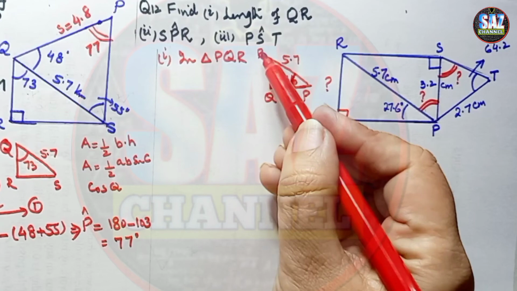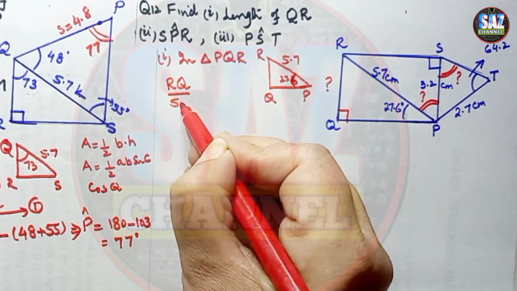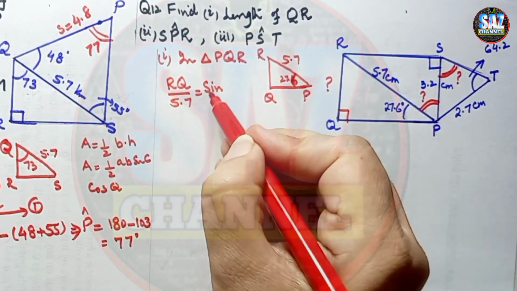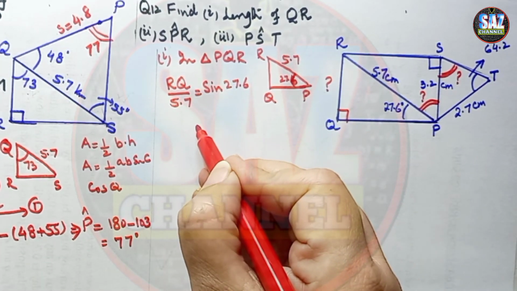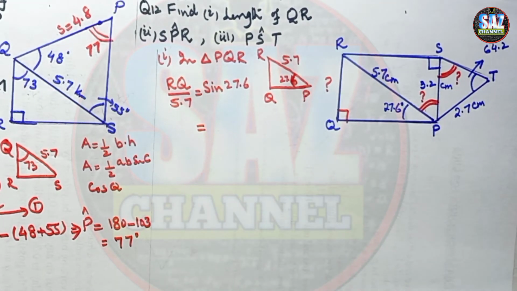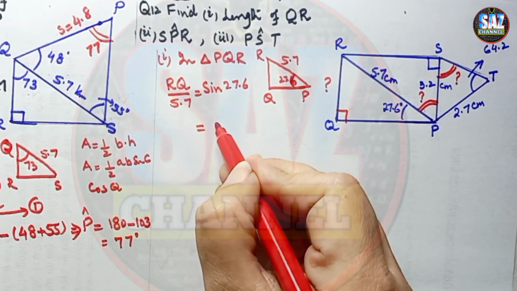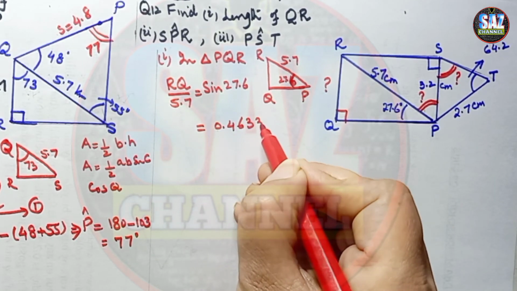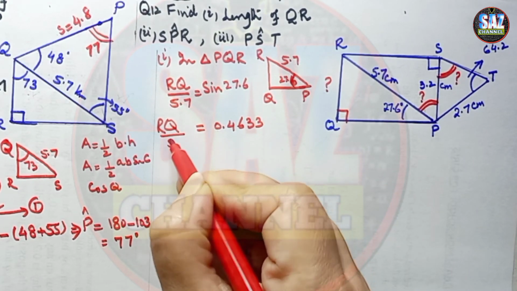Okay, so opposite RQ upon 5.7 equals opposite upon hypotenuse, sine 27.6 degrees. Now what I have to do is find the value of sine 27.6 degrees, and this gives me 0.4632933 equals RQ upon 5.7.